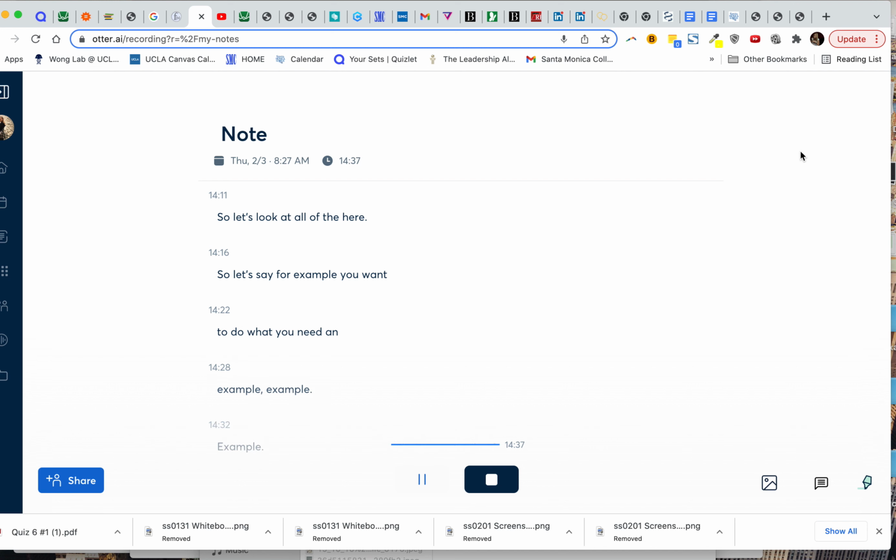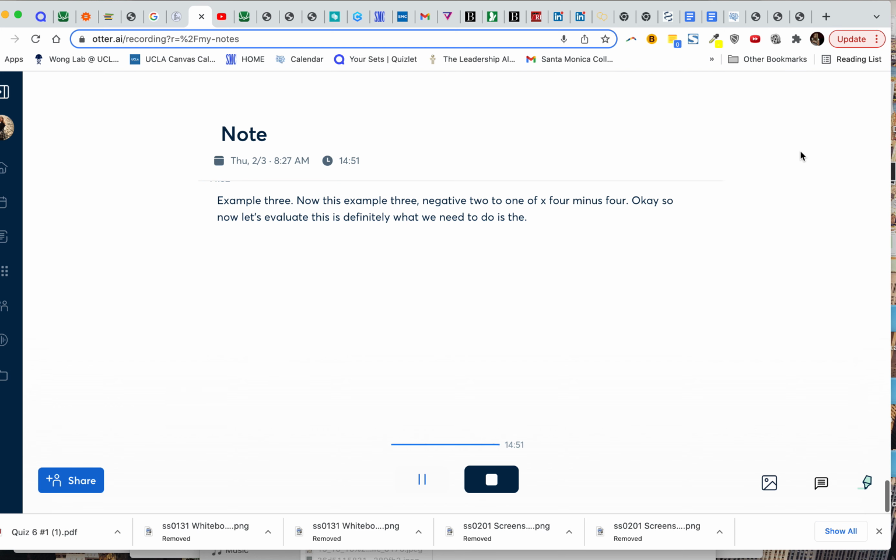Example 3. Now this example 3, what is this? The integral from negative root 2 to 1 of x squared minus 4. Okay, so now let's evaluate this definite integral. To evaluate this definite integral, what we need to do is this. First of all, we have to figure out what the delta x is. In this case, what is the delta x here? Can you tell me?